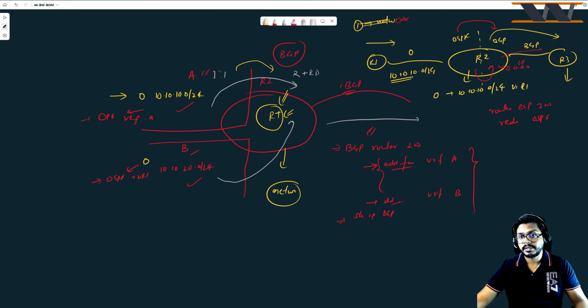BGP can do that redistribution, right? Because here in the specific address family of VRF-A, you are going to say redistribute BGP, sorry, redistribute OSPF. Then what is going to happen? The router is going to see that, okay, there is a VRF-A and there is OSPF running. Whatever routes are there in OSPF, I will have them in this address family, VRF-A.